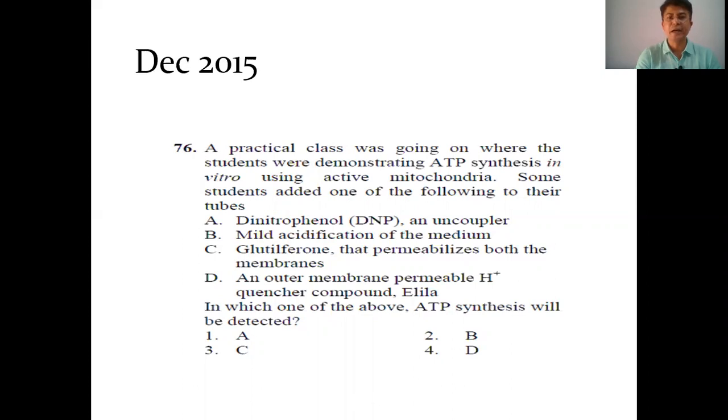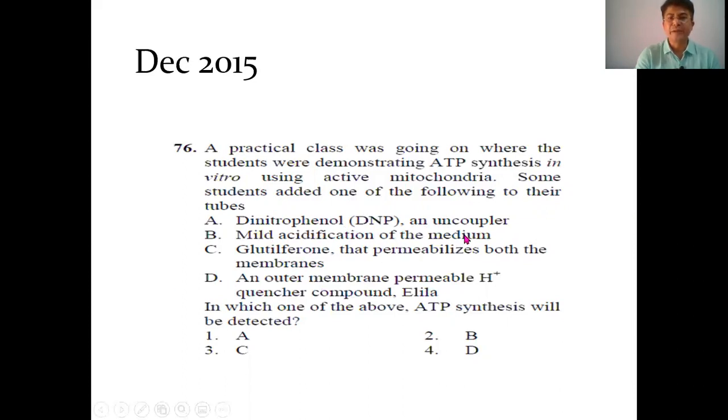Next question is, a practical class was going on where the students were demonstrating ATP synthesis in vitro using active mitochondria. Some students added one of the following to their tubes: dinitrophenol, an uncoupler; mild acidification of the medium; glutathione, that permeabilizes both the membranes; and an outer membrane permeable H plus quencher compound. So here dinitrophenol is an uncoupler, and so it will block the ATP synthesis in this case.